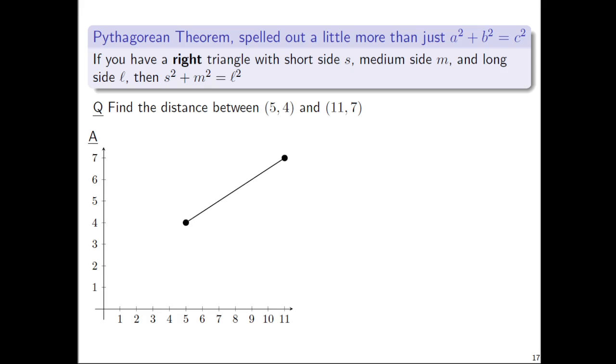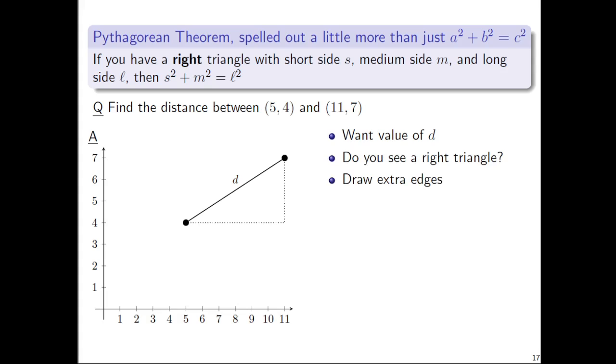Well, do you see a right triangle in this picture? It'd be really nice for us to be able to use the Pythagorean theorem. So we want the value of this distance. There is a right triangle that's hiding in the picture. You just need to draw some extra edges. So we drew them in dotted here. And in order to apply the Pythagorean theorem, we're going to need to know what this distance is down here and this distance is there.